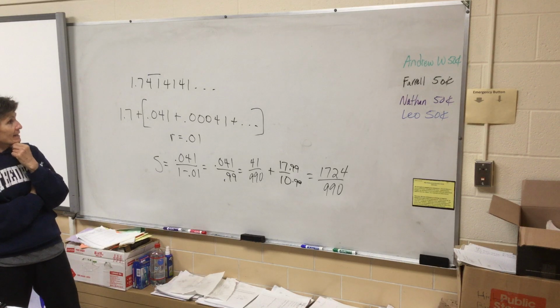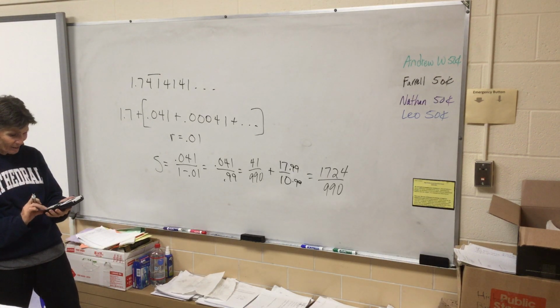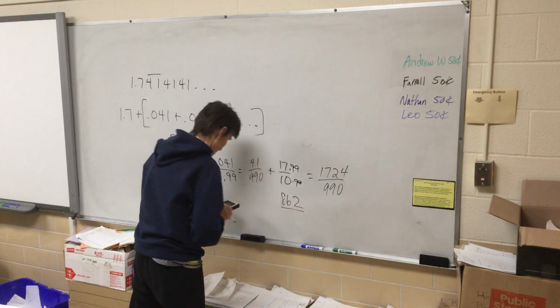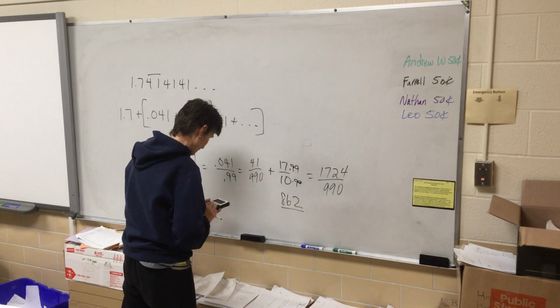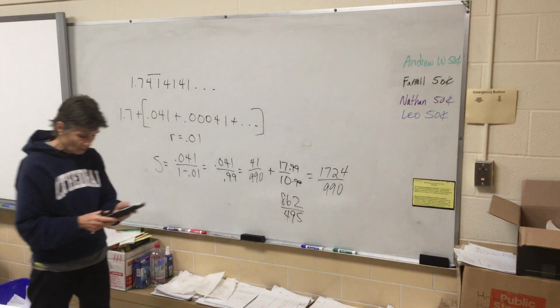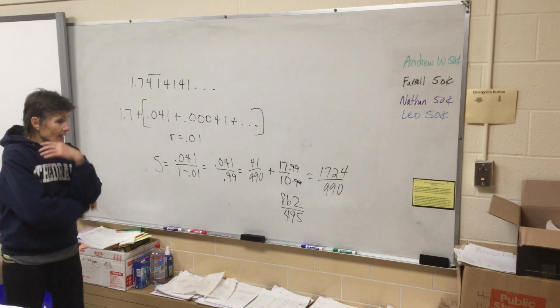Does that divide by anything? You can take a 2 out. For sure, we can take a 2 out, absolutely. Start with what you know. So we take out a 2, we get 862 over 495. We no longer can take out a 2, so we know we're done with 2's.